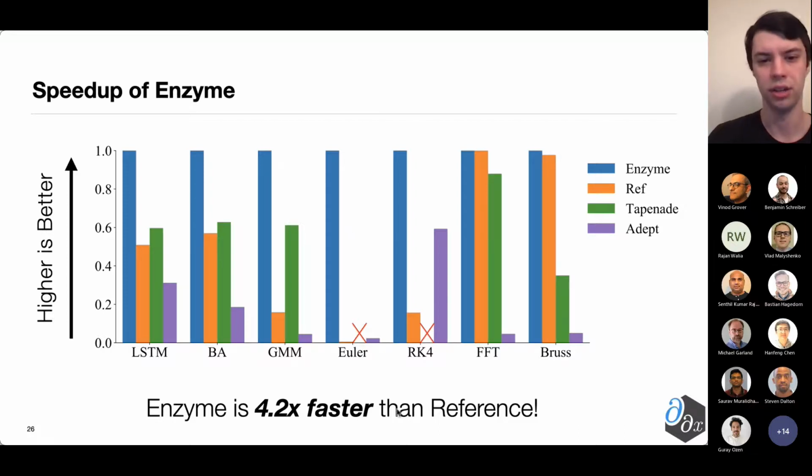A couple of other things of note, there's an X here for Tapenade on both the Euler and RK4 tests, and the reason for this is that these are both C++ tests that heavily use the ODEINT library inside of Boost, and Tapenade cannot deal with any C++ code, being a source rewriting tool.